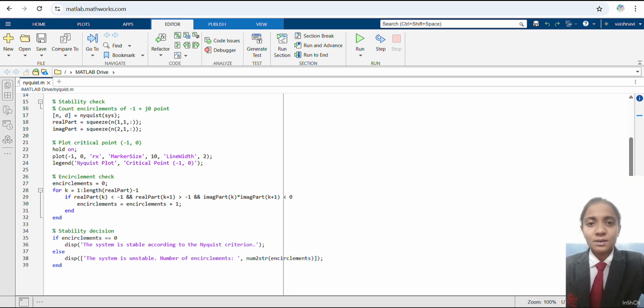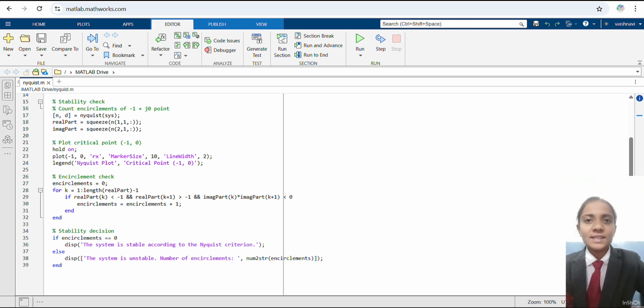Finally, the number of encirclements is used to determine stability. If there are zero encirclements, it indicates that the closed loop system has no unstable poles, and thus the system is stable. If there are one or more encirclements around the critical point, the system is declared unstable. This program assumes that the open loop system has no poles in the right half of the S plane, which is correct in this case because the poles at -1 and -2 are both in the left half plane. Therefore, according to the Nyquist stability criterion, the number of encirclements directly tells us about the system's stability.